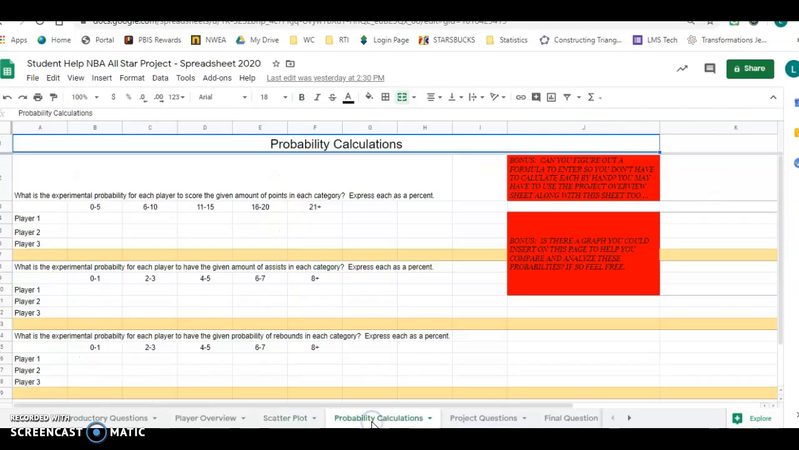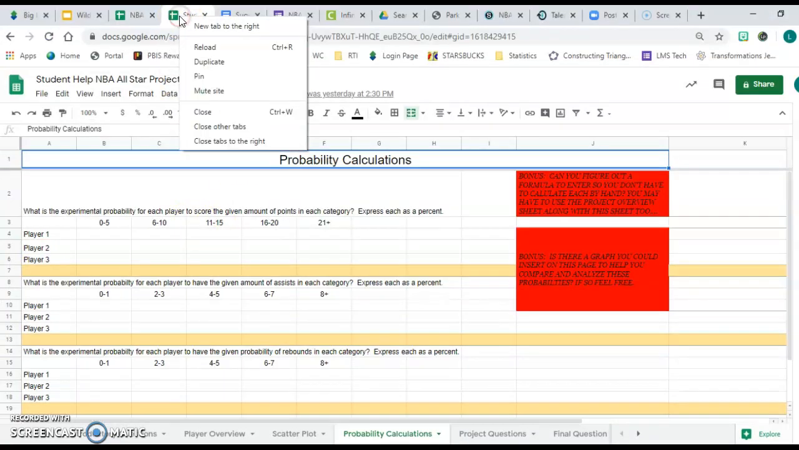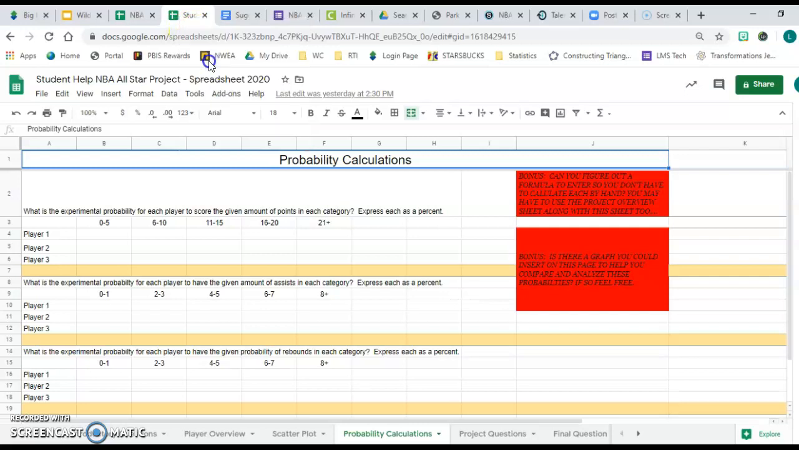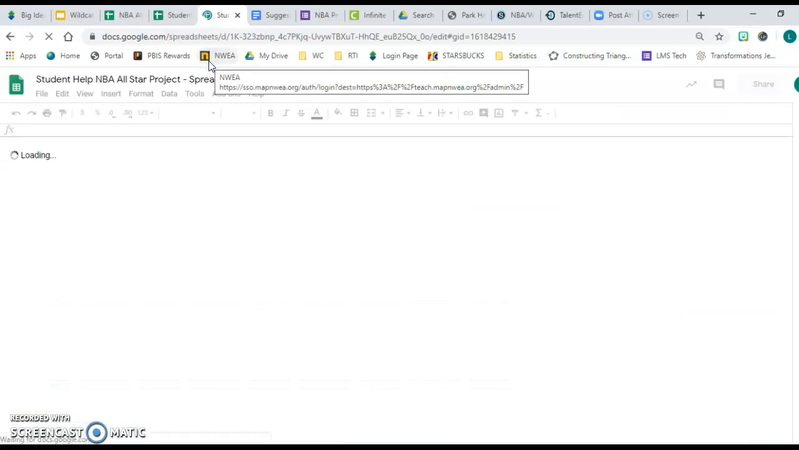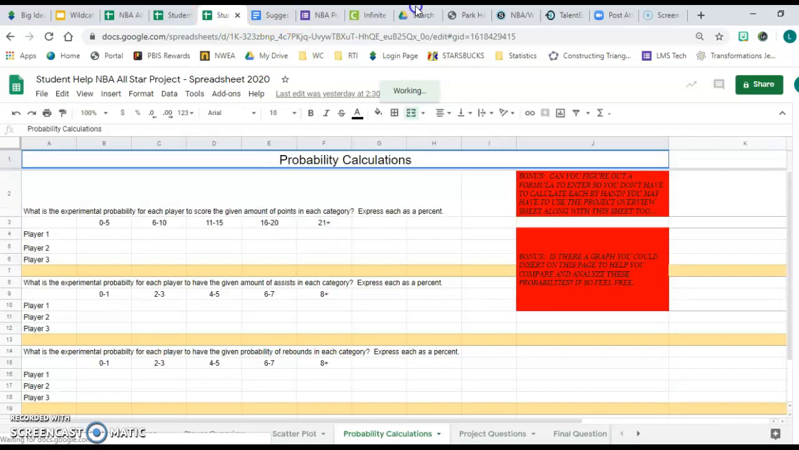So our next tab is probability calculations. And so what I would do is go up to the top here and right click and hit duplicate. And that way it opens your project twice. And then what you're going to do is split your screen. And this is the easiest way.